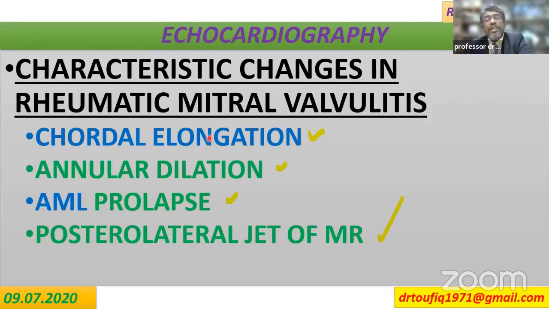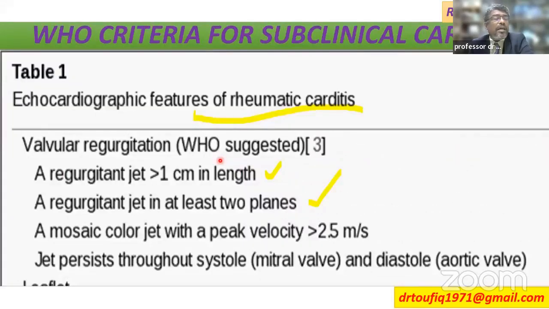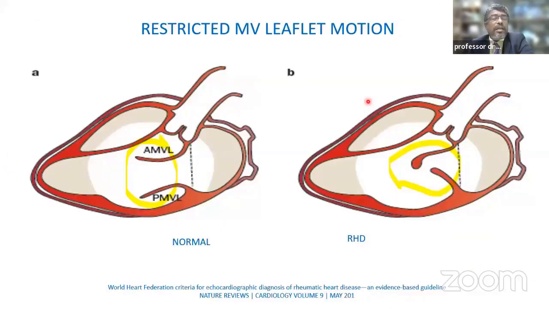And in echocardiography, we can diagnose confidently if there is valve involvement, mainly mitral valve involvement. In rheumatic mitral valvulitis, we may get chordal elongation, annular dilatation, intermittent leaflet prolapse, or a posterolateral jet of mitral regurgitation. There may also be features of acute rheumatic carditis with no clinical murmurs. These are the echocardiography features of rheumatic carditis.